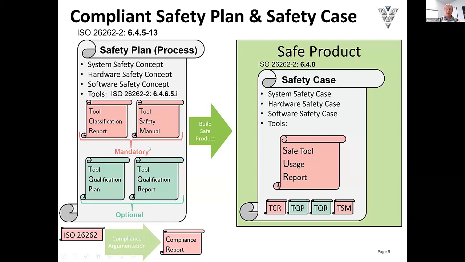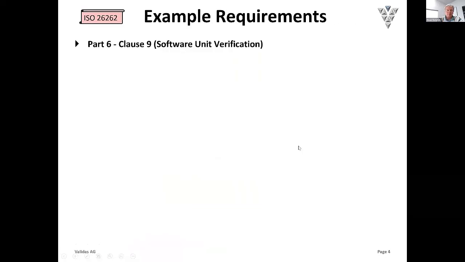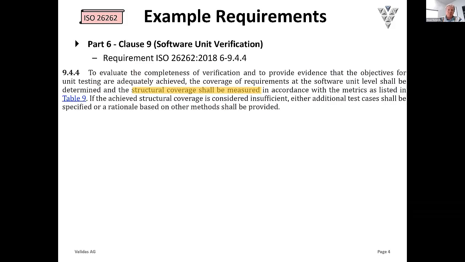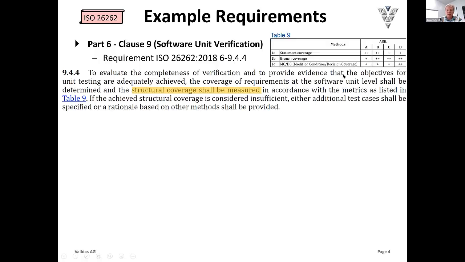So ISO 262 gives you some freedom, but then requires a process description that is compliant with ISO 262 and the evidence that you have followed it. Just an example: this compliance report really has to have an argumentation for every requirement. For part 6, clause 9, software unit verification, ISO 262 says there's a requirement 6.9.4. You have to measure structural code coverage. It shall be measured and listed, and these are the metrics that Dynas has been showing previously. That's the requirement, but what's your plan to do?